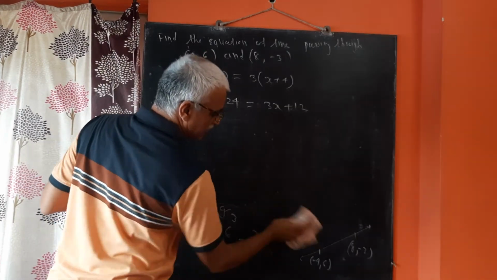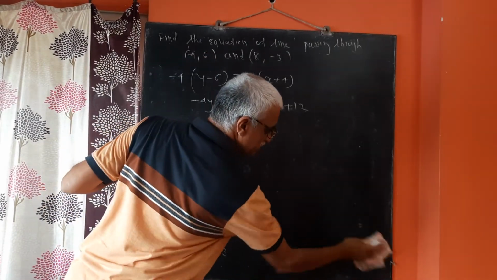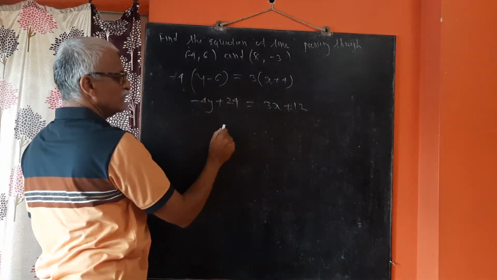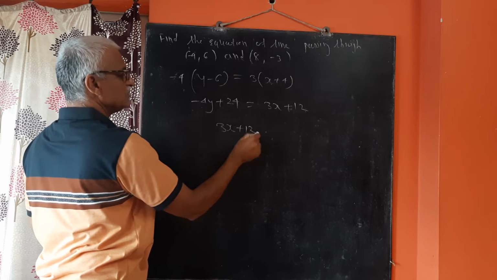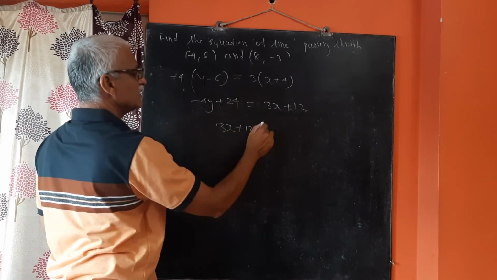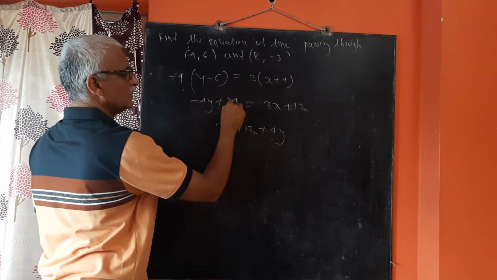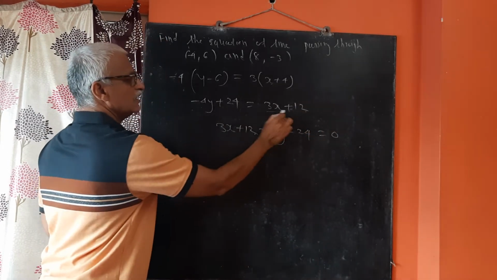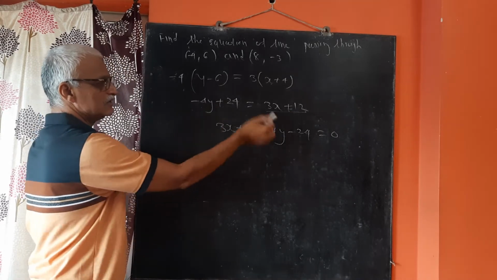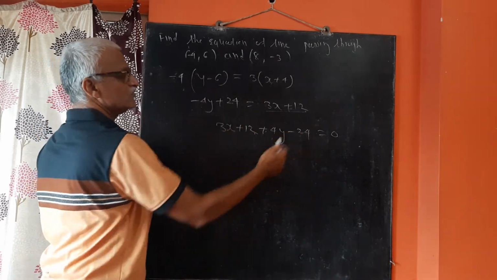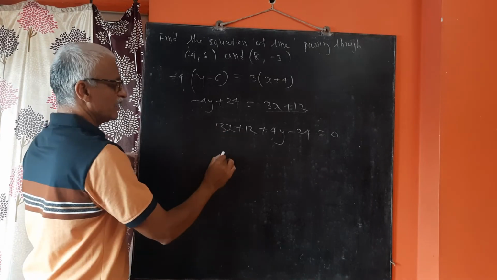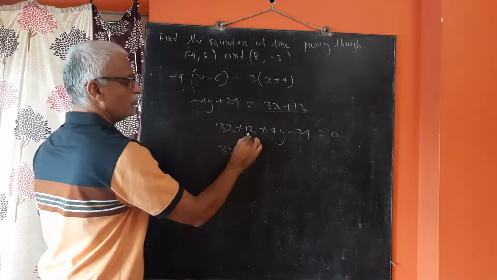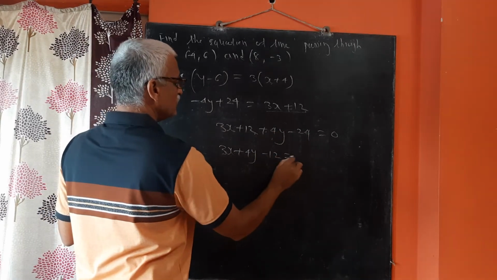Again, keeping the coefficient of x as positive, that means we have to shift the terms of y to the other side. Shifting these terms, we get 3x plus 12. This minus 4y goes there, so that will be plus 4y. This goes there, so that will be minus 24 equals 0. 3x plus 12, plus 4y minus 24 equals 0. Or we can write 3x plus 4y, 12 minus 24, that means minus 12 equals 0.